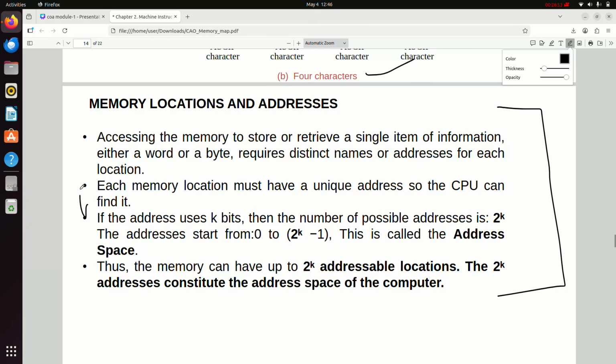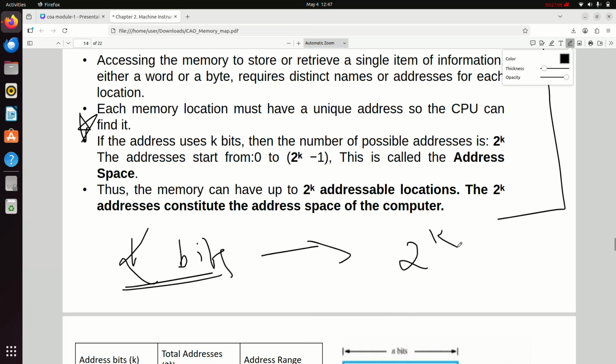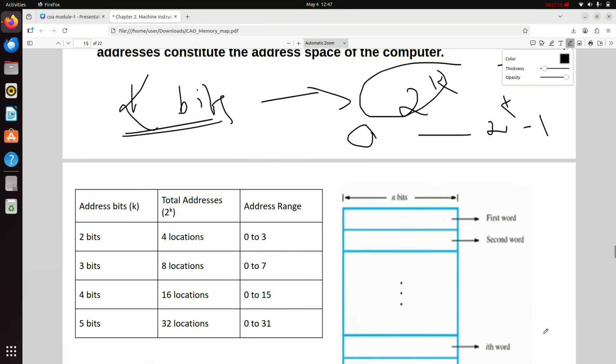The only important thing is this. If I have k bits as my address, then the number of possible addresses is 2 raised to k, which can range from 0 to 2 raised to k minus 1. That is, 2 raised to k addressable locations would be there, and the range would be from 0 to 2 raised to k minus 1.